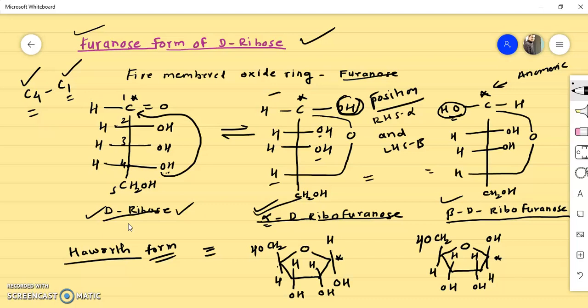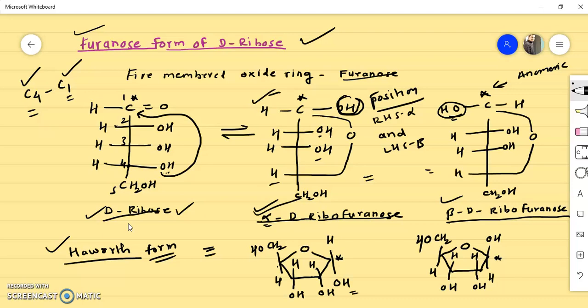But this structure doesn't look proper in Fisher form. So to draw a more proper orientation of this alpha D ribofuranose and beta D ribofuranose, we'll draw its Haworth form. Now to draw the Haworth form, we have to first draw a 5-membered ring, then draw the bonds. Here also draw the 5-membered ring and draw the bonds. Now the very important thing which we have to remember is that in Fisher form, the groups which are on the right hand side should be drawn below the plane of this ring, and the groups which are on the left hand side should be drawn above the plane of this ring.